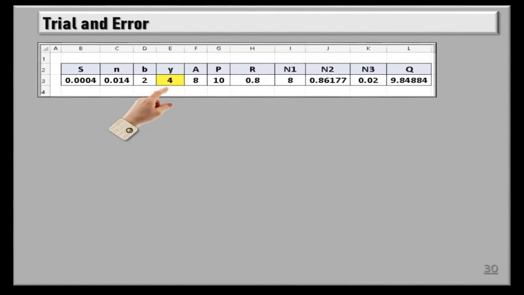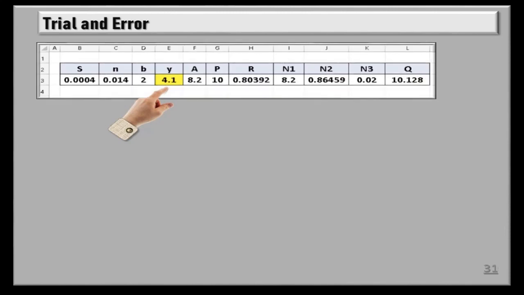Try changing depth Y to 4. Automatically, you will see the result of flow Q is 9.84884. The result for Q is still not 10, try again, but it is close to 10 already. Now, try changing depth Y to 4.1. Automatically, you will see the result of flow Q is 10.128. The result for Q is slightly above 10, it is close to 10.